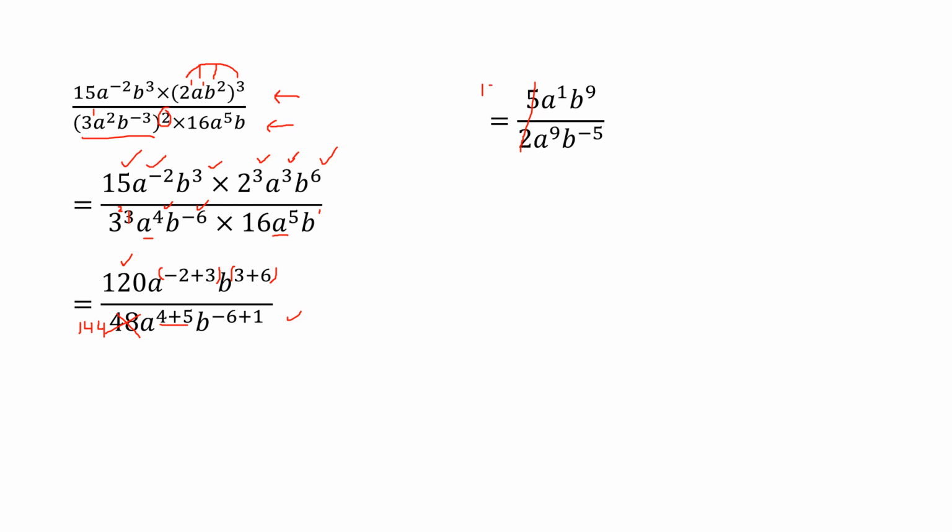Okay, after simplification, now definitely there will be a problem. It is 120, and here it is 144. I will simplify them later. Okay, now it comes a^1 because plus 3 and minus 2, and it comes 9, minus 5 and 9.